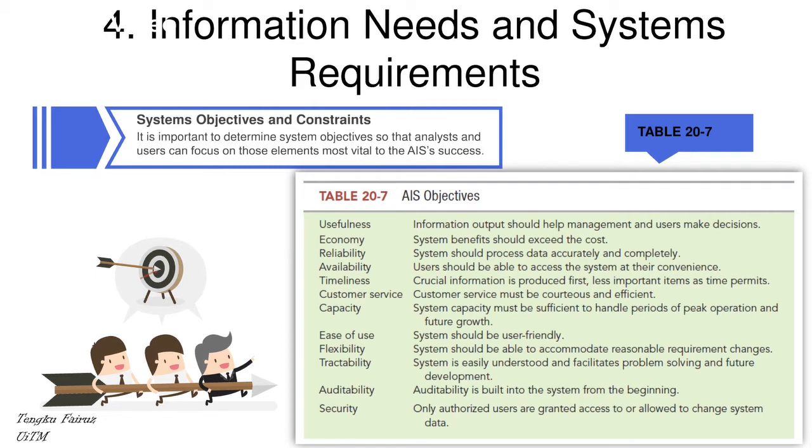For example, the objectives of usefulness, economy, reliability, availability. Actually, you already went through this during AIS 615. The system will be useful when it fulfills all those objectives. They can give useful information, the information provided is reliable, and they can get the information timely, and so on.